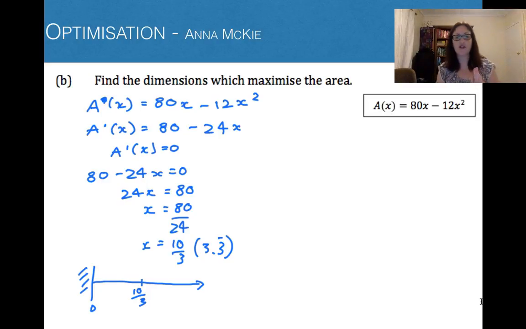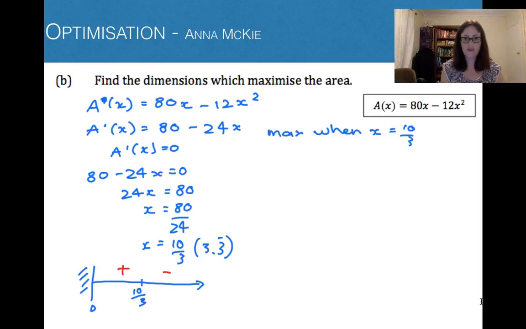So that means the slope is increasing to start with and then decreasing. So we have a positive and then a negative there. But again, we're not finished. So I would like to say it's a max when x is equal to 10 on 3, but it wants the dimensions. So going back to our shape, we need those 3 side lengths.